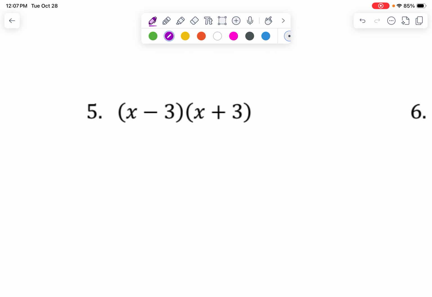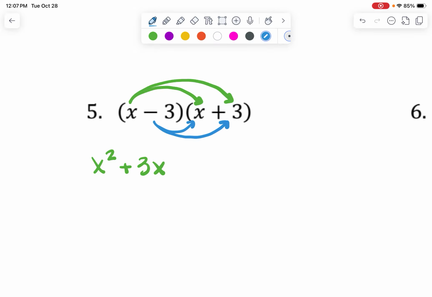Number 5, I'm going to double distribute again. So the x has to get distributed to everybody over here, which is going to give me x squared plus 3x. And then my negative 3 has to get distributed. Pay attention to your signs. Negative 3 times x is negative 3x. And negative 3 times positive 3 is negative 9.